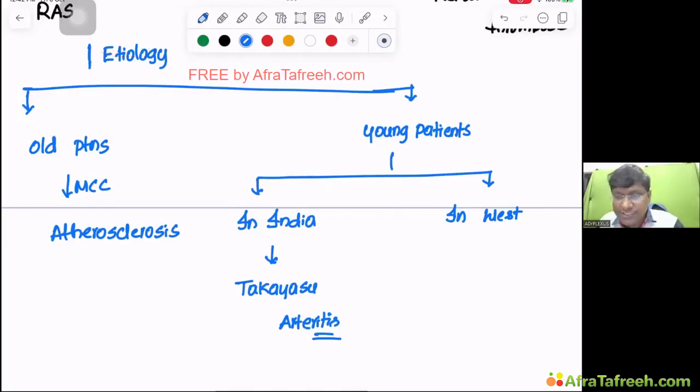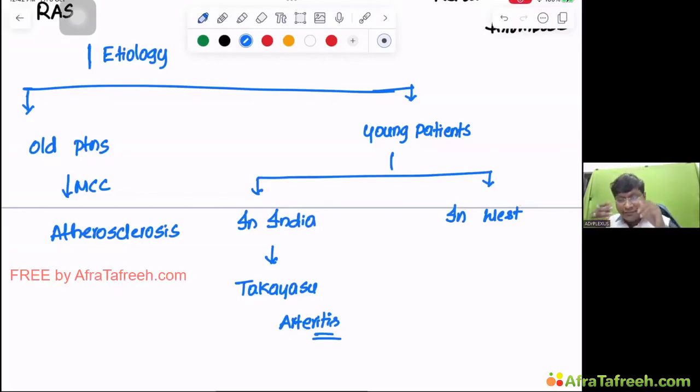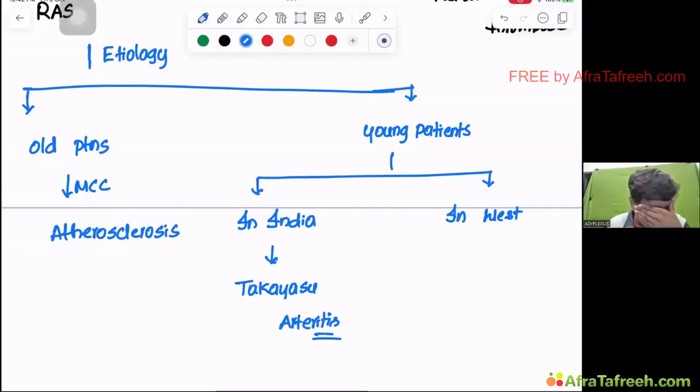Yeah, very good, Hari. So giant cell more than 50 years. Not 20s, less than 50 years. Even around 40, 45, you have this Takayasu arteritis, but less than 50 years. More than 50 will be your giant cell arteritis. What is the most common vessel affected in Takayasu?